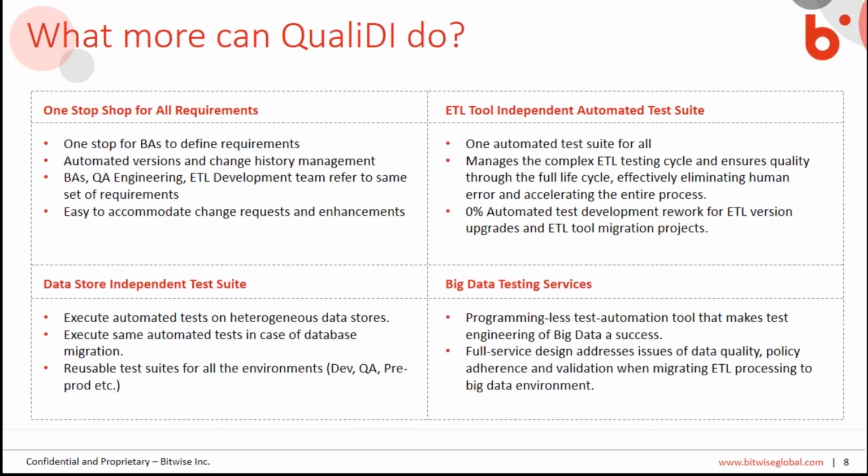QualiDI can easily test complex transformations, ensure quality, and eliminate human errors. The automated test suites in QualiDI are independent of data stores. Take a case where you want to migrate from data store A to data store B. With QualiDI, the same test suites can be used again with no modification. QualiDI is a programming-less test automation tool that can make test engineering of big data a success and can cater to validation when migrating ETL processing to a big data environment.